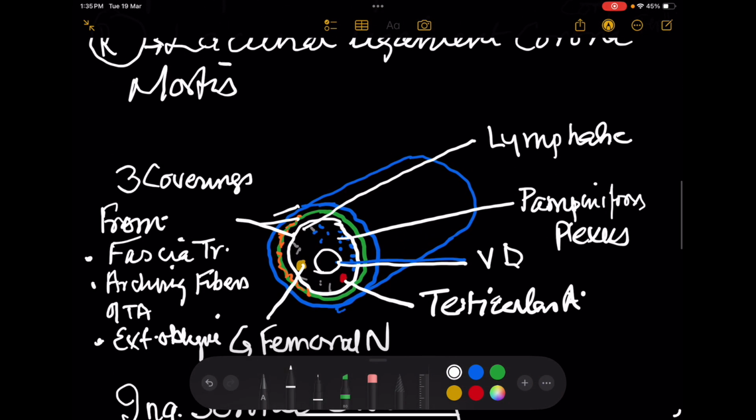The spermatic cord has 3 layers. The superficial layer is from the external inguinal ring. The intermediate layer is from the muscles, the arching fibers, which form the cremaster muscle. And the internal layer is from the fascia transversalis at the deep inguinal ring. And the contents are the vas deferens, the pampiniform plexus of veins, the genitofemoral nerve, and the testicular artery.